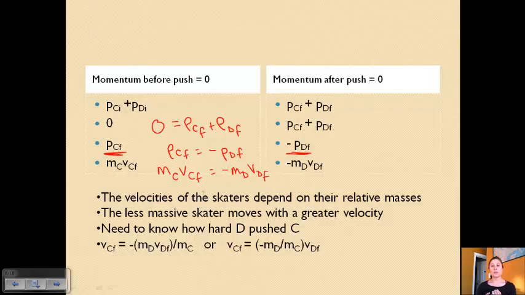So the velocity of the skaters will depend on their masses. If you have a very small skater trying to push a larger skater, that smaller skater is probably going to experience more of a velocity because its mass is less. We need to know some forces, so how hard did object D push object C, and then we can break down that momentum into these velocity and mass equations to solve for different variables.